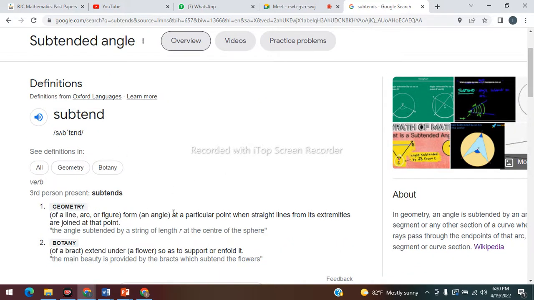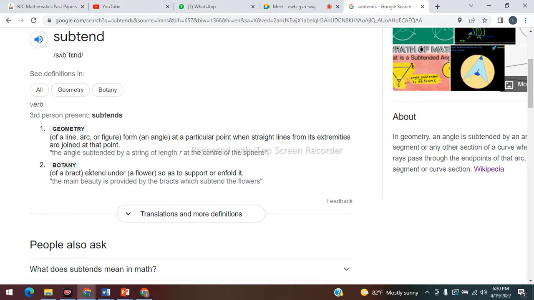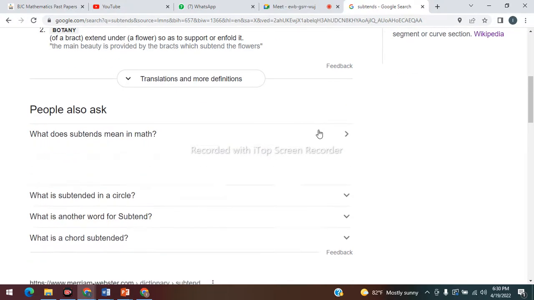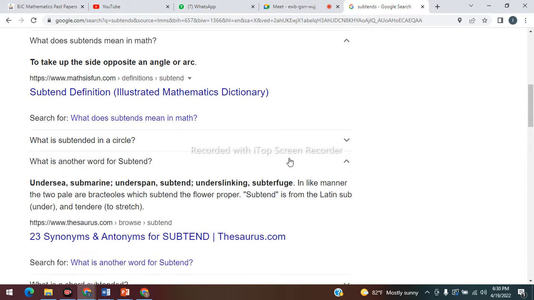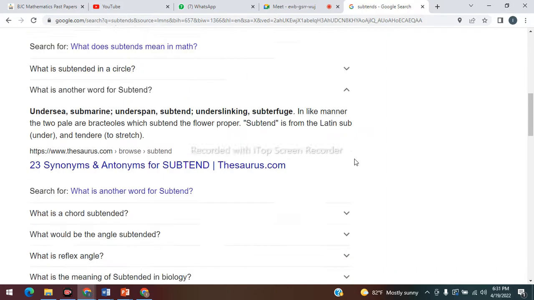To subtend at a particular point is when straight lines form, and their extremities are joined at a point. This is a good word. Now I want to talk about subtend and what it means: to take up the side opposite an angle or arc. Another word for subtend is, no, I'm really looking for.